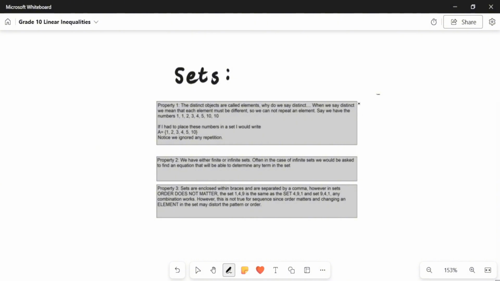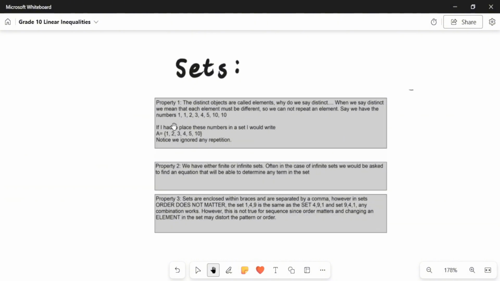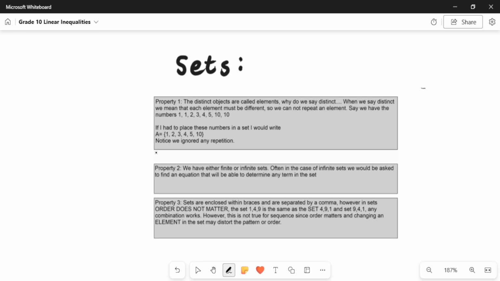Why do we say distinct? When we say distinct, we mean that each element must be different. So we cannot repeat an element. Very important. Say we have the numbers 1, 1, 2, 3, 4, 5, 10, 10. If I had to place these numbers in the set, I would write A. So what is this A? A is the name of the set. We'll say A is equal to, we make use of braces. This is what we call braces, right? And then when you're listing the elements out, you do not repeat. So the 1 is repeated here in this list, but when you put it into a set, you can only write 1 once. When you look at this 10 here in this list, it's repeated, but when you put it into a set, you cannot repeat. So therefore, we ignore any repetition.